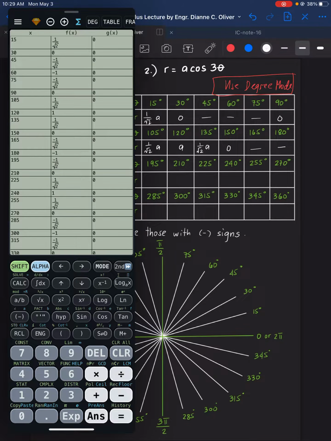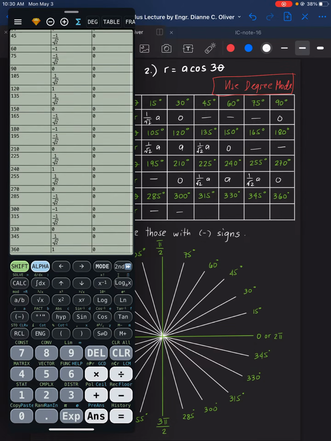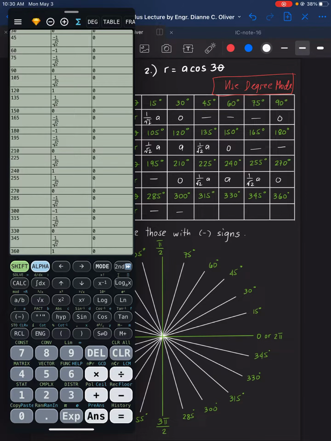165, 180, 195, 210, 0. 225, 1 over square root of 2 a. 240 is a. 255 is 1 over square root of 2 a. 270 is 0. 285, 315. Then 330 is 0. 345 is 1 over square root of 2 a. 360 is a.